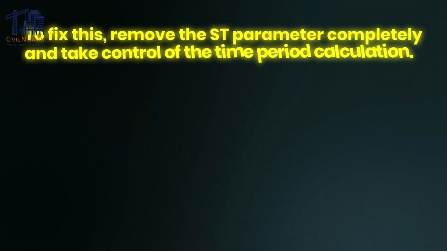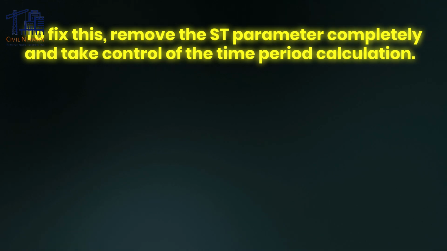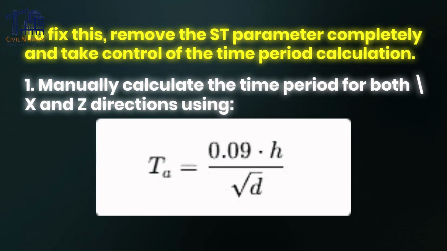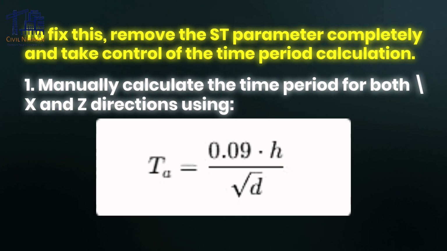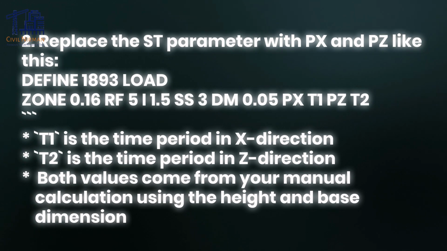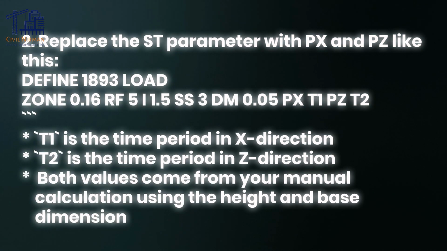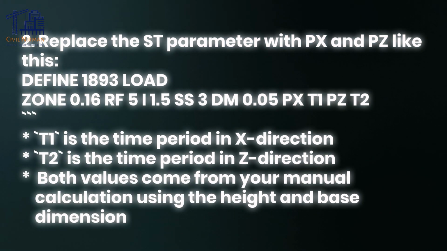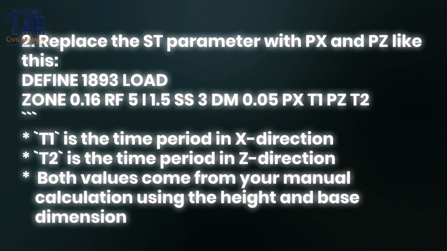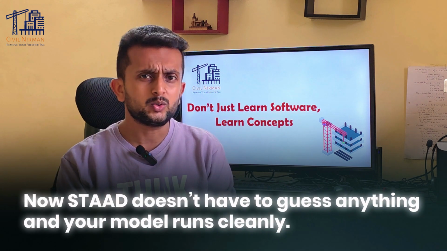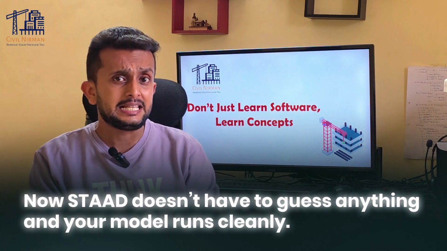To fix this, remove the ST parameter completely and take control of the time period calculation. Follow the steps one by one. In step 1, manually calculate the time period for both X and Z direction using this following equation. In step 2, replace the ST parameter with PX and PZ like the following syntax. Here, T1 is the time period in X direction and T2 is the time period in Z direction. Both values come from your manual calculation using the height and base dimension. Now STAAD doesn't have to guess anything and your model runs cleanly without any error.